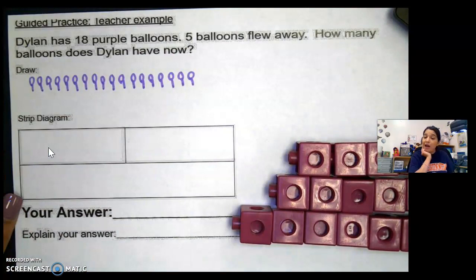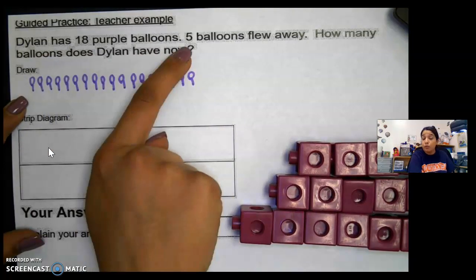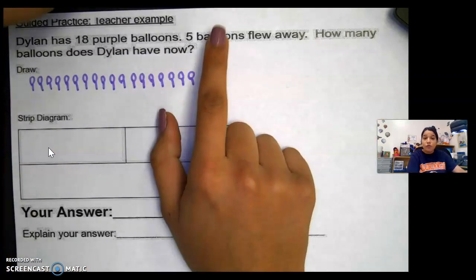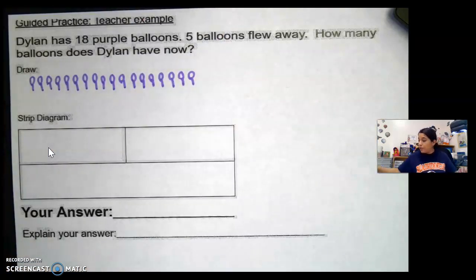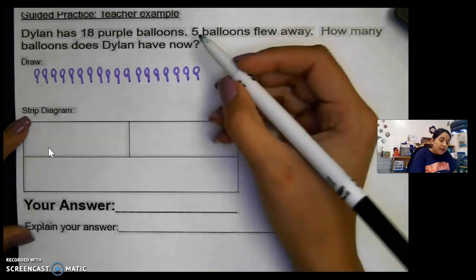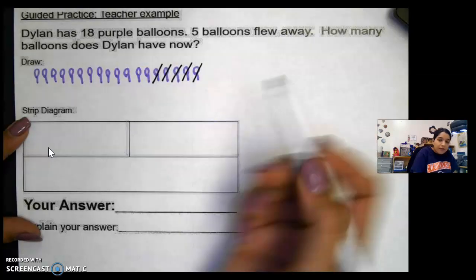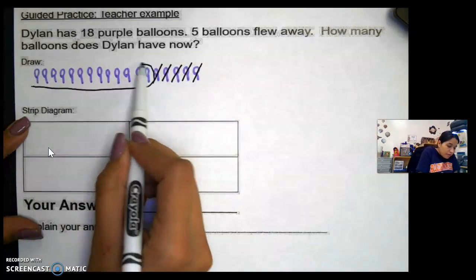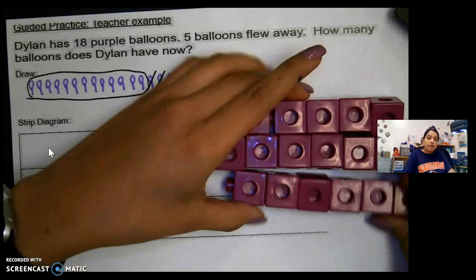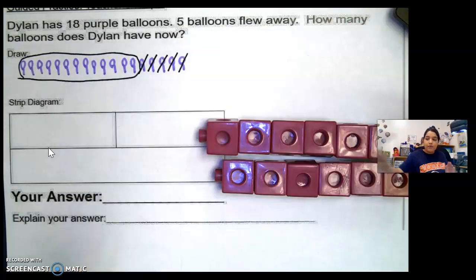What we want to know is how many balloons Dylan has. He had 18 purple balloons. That was how much he had all together. And 5 balloons flew away. So I'm going to mark out 5 balloons in my drawing to represent that 5 balloons flew away. 1, 2, 3, 4, 5. And I'm going to circle the ones that I have left. I'm going to do the same with my linking cubes. I'm going to take away 5. 1, 2, 3, 4, 5. Take away these 5.